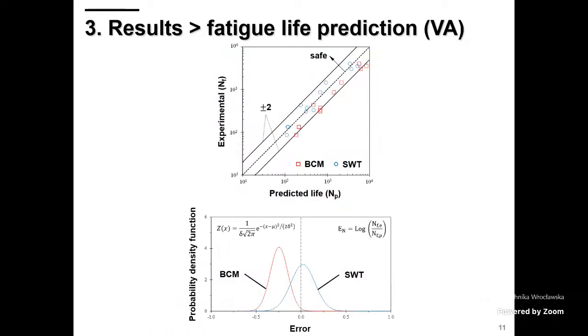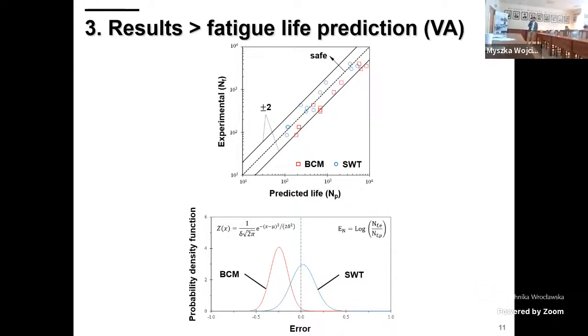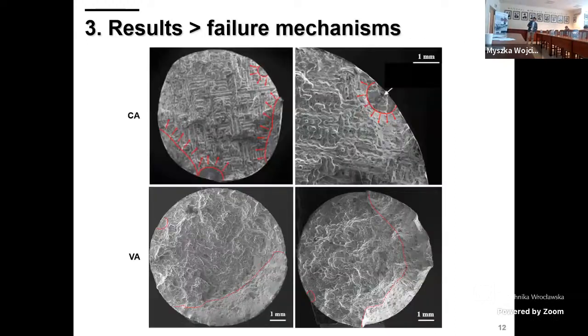Here we compare the experimental life and the predicted life using both approaches. As you can see here, the Smith, Watson, Topper model led to better results. They are balanced and are close to an average error close to zero. And this is good in terms of fatigue life prediction. Regarding the Basquin, Coffin, Manson, we can see that the average error is shifted to the unsafe side, which is not positive.